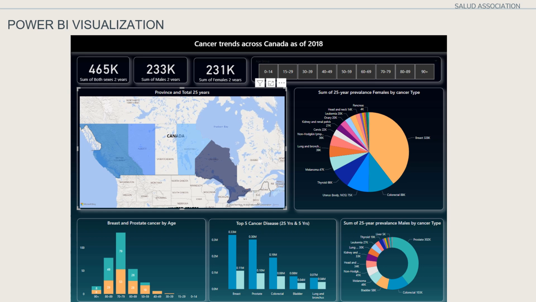people are more prone to breast and prostate cancer, followed by the 80 to 89 years of age group, and similarly the 60 to 69 years of age group. From this chart and given the data we had got from our client, we can get an insight that as people get older, males are more prone to prostate cancer and females to breast cancer.